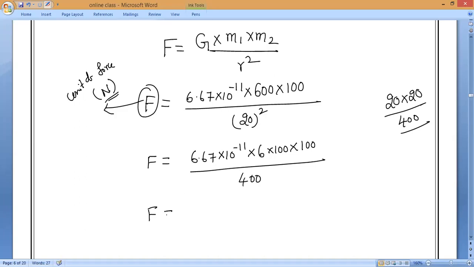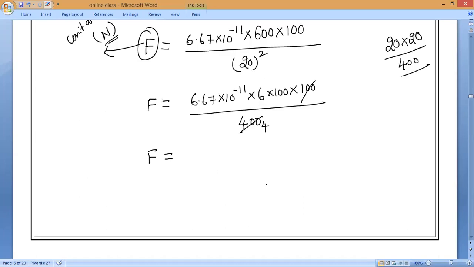Now you can notice it. F is equal to, I will try to remove the 100s. 6.67 into 10 power minus 11 into 6 into 100 divided by 4. Is it okay, guys? Now you can see 2 threes are 6, 2 twos are 4. Don't get confused again.